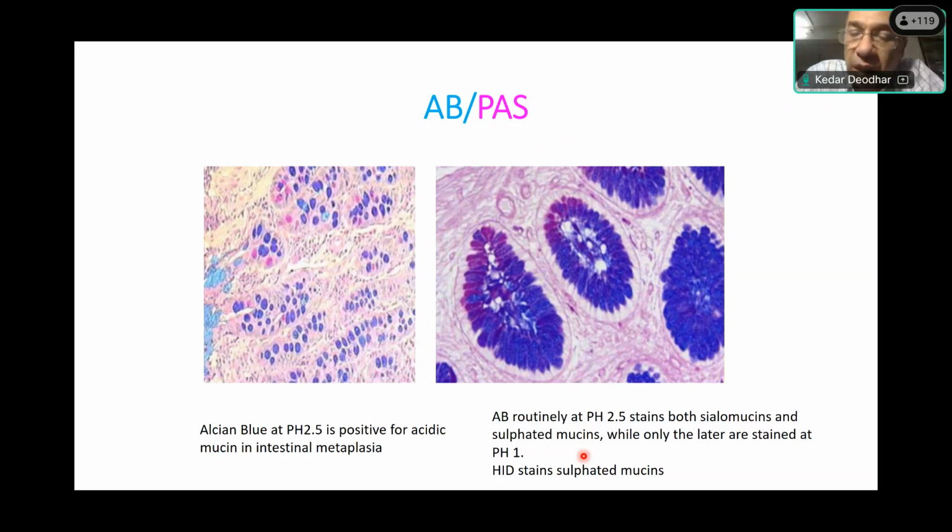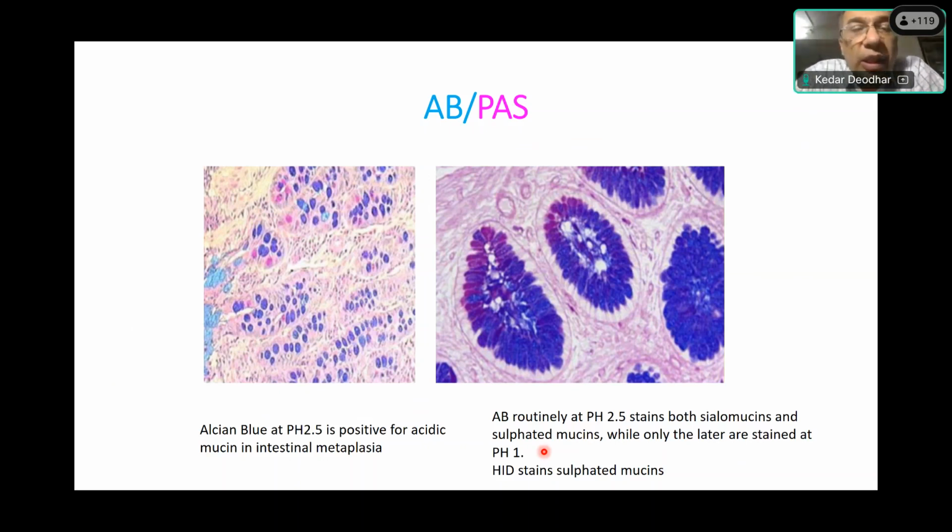High iron diamine is one of the histochemical stains. Some of the relatively senior experts would have worked with this, but the younger colleagues may not have. HID stains sulfated mucin. So if we treat with HID and then use Alcian blue at pH 2.5, we can stain both types of mucin, sialomucin and sulfated mucin.